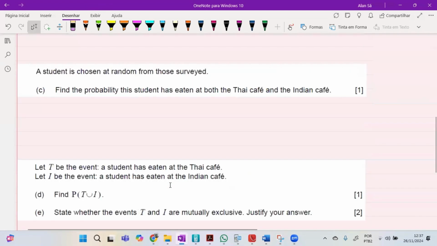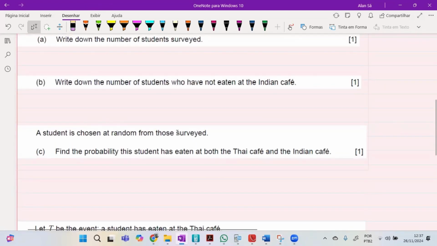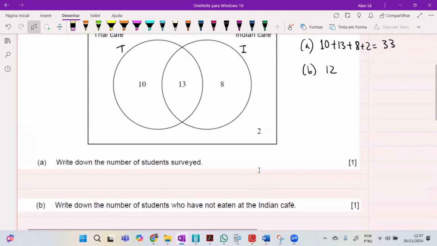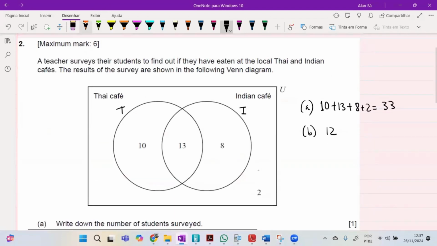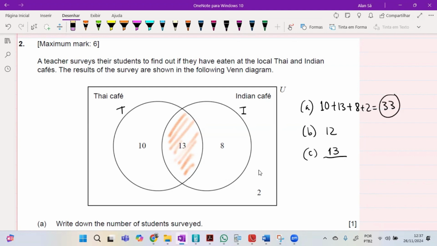For part C, a student is chosen at random from those surveyed. Find the probability that this student has eaten at both the Thai cafe and Indian cafe. So the number of students that have eaten on both are the ones here in this region. So we have a total of 13 students that have eaten at both cafes. So 13 out of the total number of students, which is 33. So the probability required is 13 over 33.